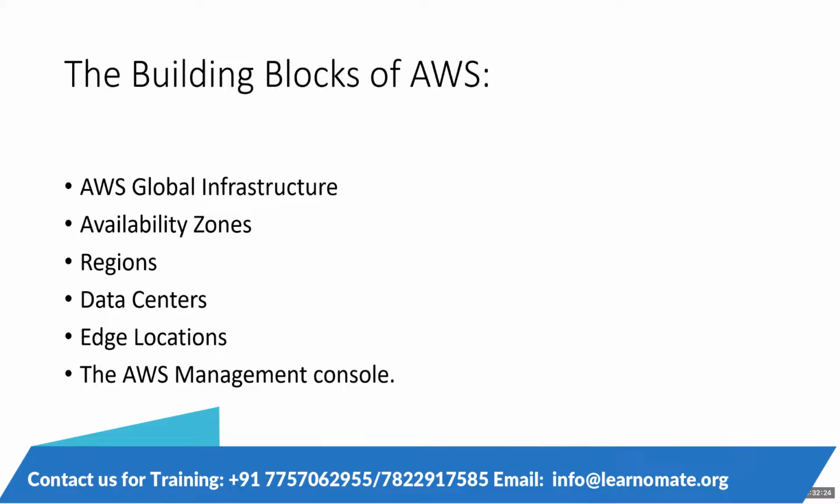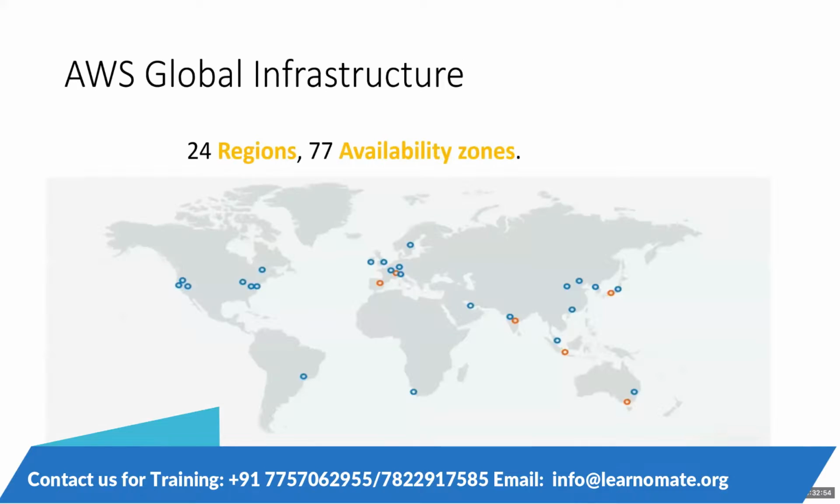So even though it is a cloud, that means at the backend there is something running it. It's not that cloud means everything is working in the cloud itself. At the backend, they have some physical systems running, and that defines the structure of AWS. So we have global infrastructure, availability zones, regions, data centers, edge locations, and we'll discuss them, along with a brief on what a management console is.